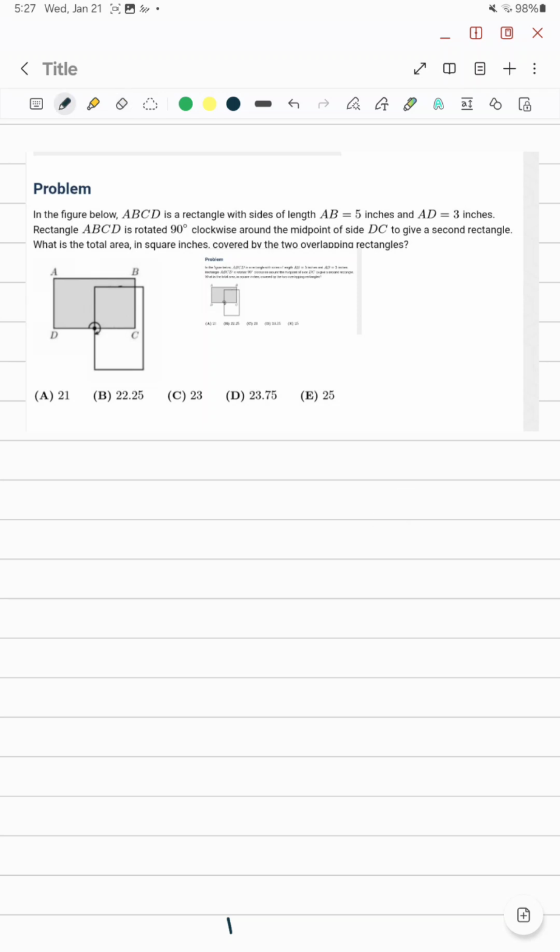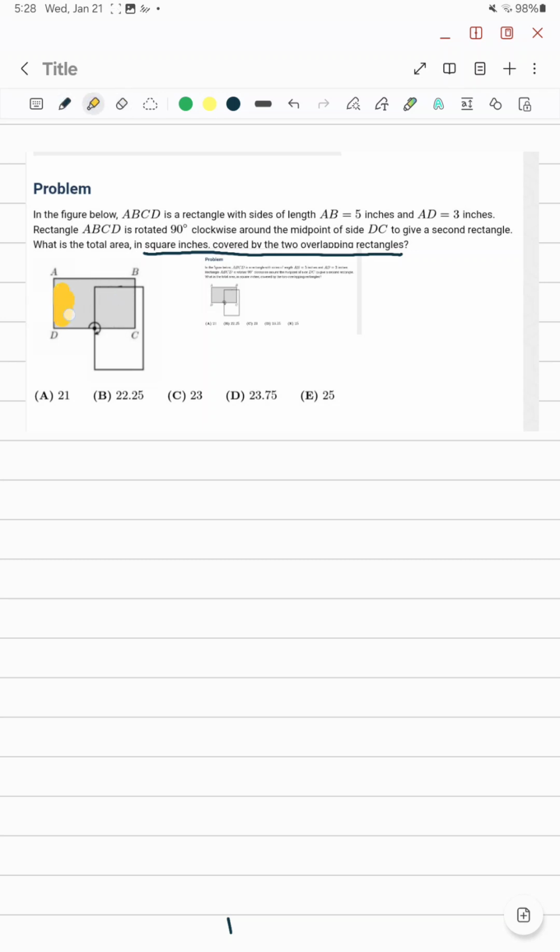Okay, so we have here this rectangle, and we have another rectangle overlapping it. What the question is asking us to do is to figure out the square inches covered by both of the rectangles. Now what some people might think to do is, oh, okay, let's figure out the area of this, and that's gonna be the answer. But that's not what we're supposed to do. In fact, that is part of the problem.